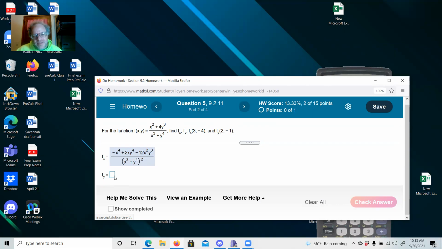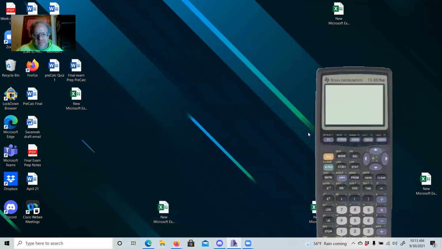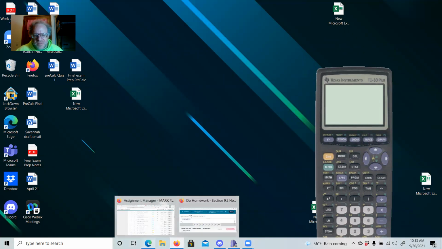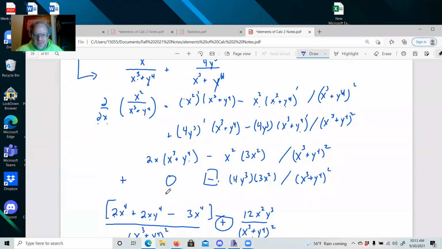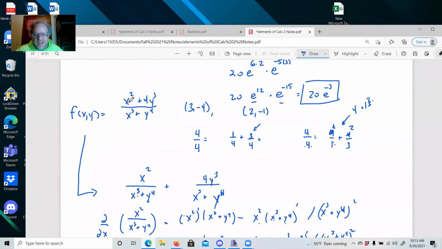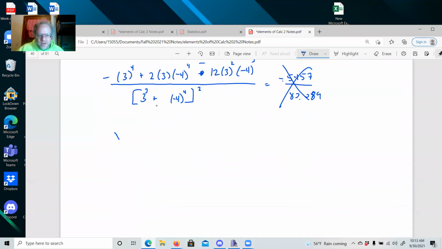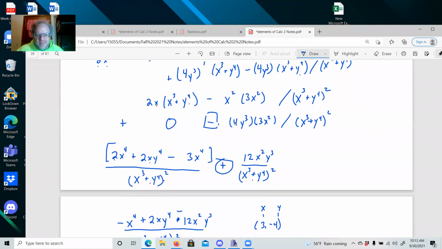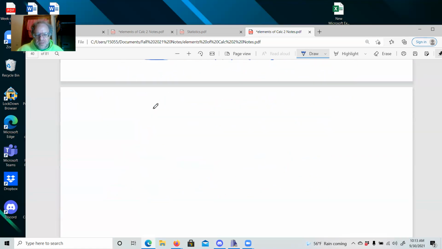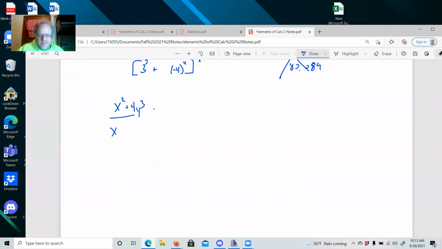All right, let's try for y. Okay, let's see if we can go a little bit fancier. Do a couple of things at the same time. So what is my original thought here? It was x squared plus 4y cubed divided by x cubed plus y to the fourth. All right, and we want to take the derivative with respect to y. So we could take this as one thing.